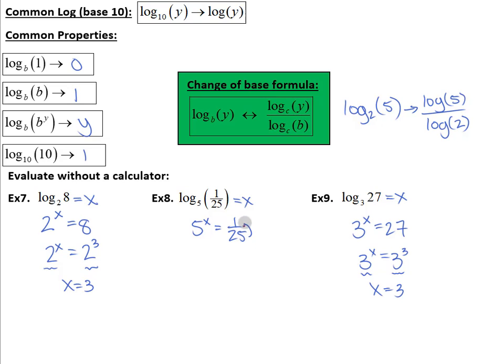Now if we use our steps from our previous lesson, we can bring that up with a negative exponent. And then we can rewrite 25 as 5 squared. And if we do that, we get 5 to the x equals, multiplying here, 5 to the negative second. And now that we have our matching base, we can set the exponents equal, and x is -2. 5 to the negative second power, right? Negative puts me in the denominator, and 5 squared is 25.